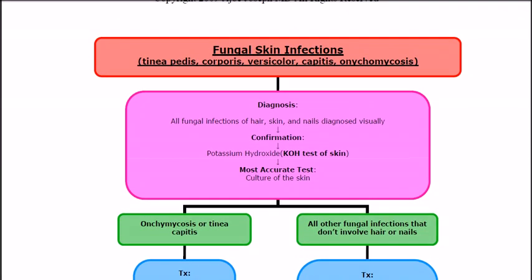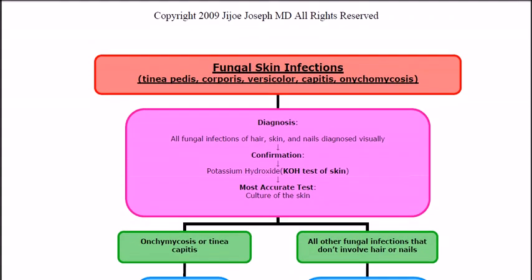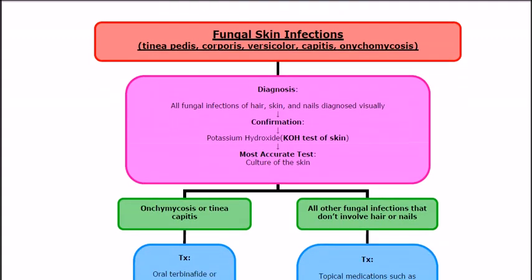So, quick review. Fungal skin infections: pedis, corporis, versicolor, capitis, onychomycosis. How are we going to diagnose them? Visually. Done. Next, how are we going to confirm it? Potassium hydroxide, also known as KOH of the skin. Diagnose visually, confirm with KOH, and the most accurate is culture of the skin.